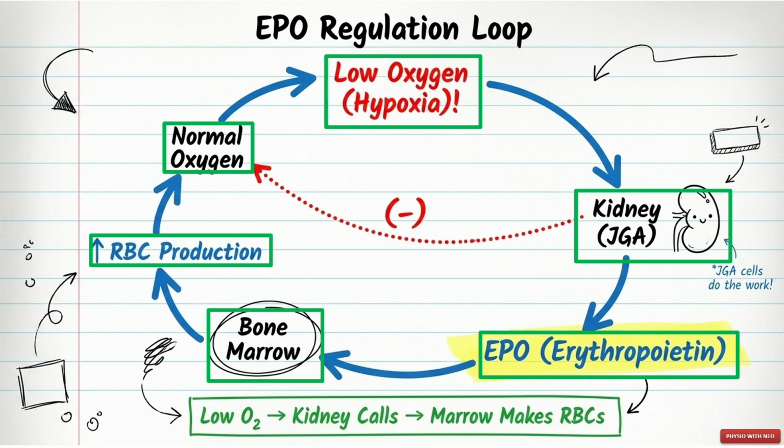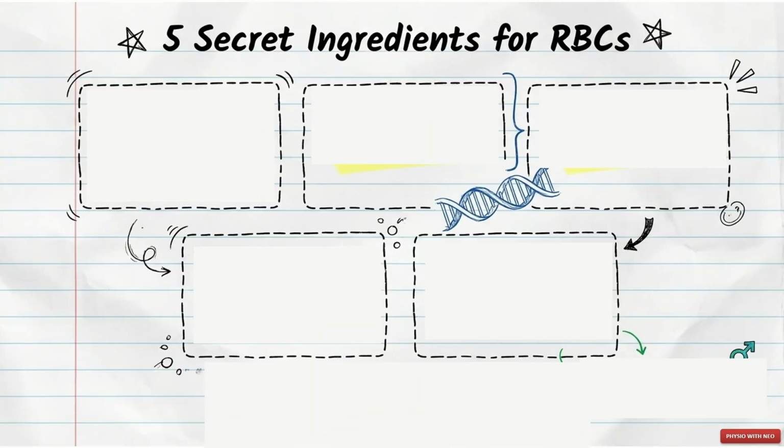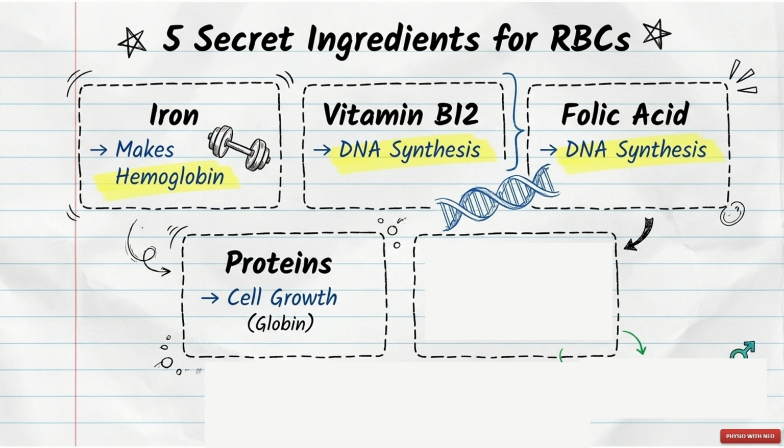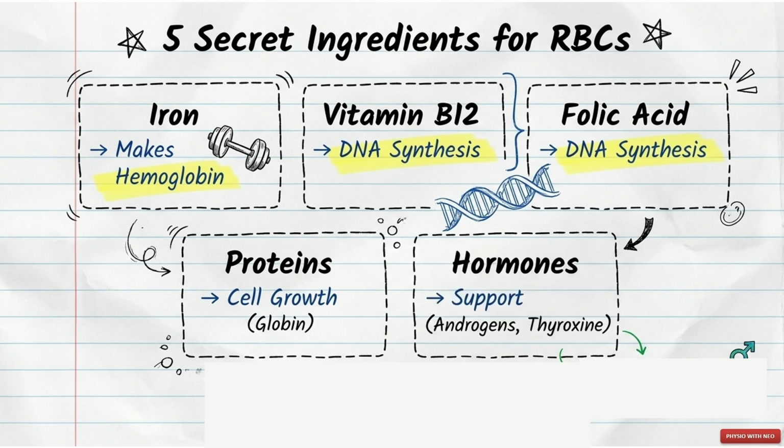Now let's remember all the factors required for erythropoiesis in one easy box. Think of RBC production like making a cake. You need ingredients. Ingredient 1, iron, which makes hemoglobin. 2, vitamin B12 for DNA synthesis. Folic acid for DNA synthesis. Proteins for cell growth, especially globin, and hormones, androgen and thyroxine for support.